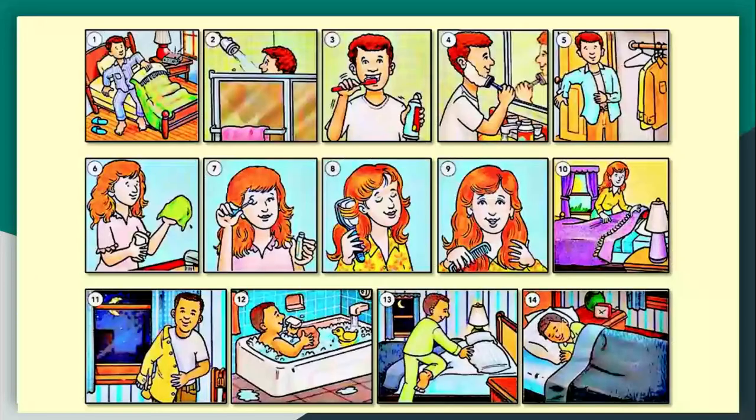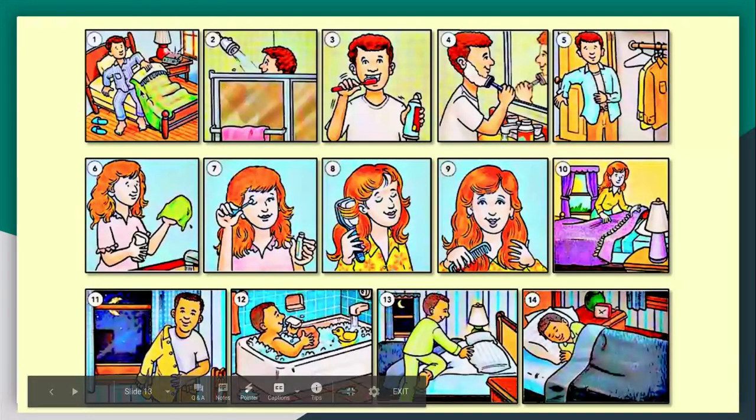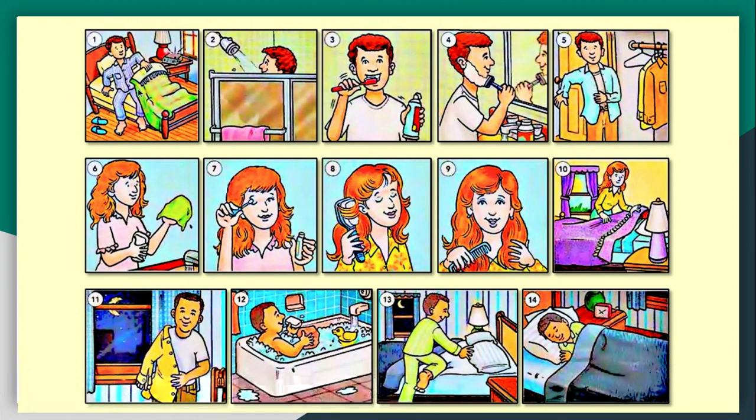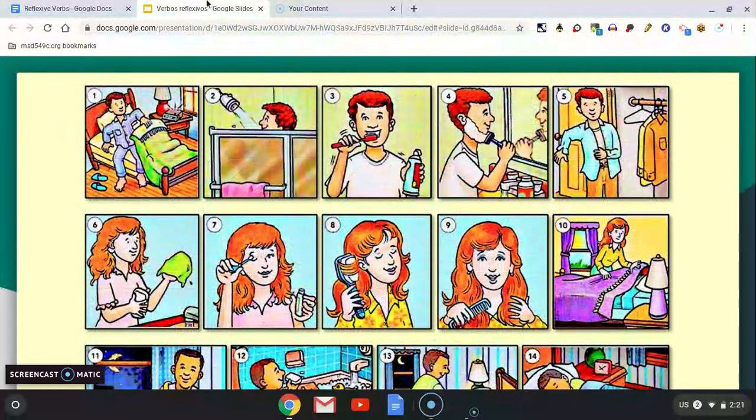So on your sheet, you've got this picture with 14 different pictures in it. And what you're going to do is practice conjugating these. So you're going to pretend that you are the person in the picture. So in this first picture, you're getting out of bed. In the second picture, you're showering. In the third picture, you are brushing your teeth. And what you need to do is conjugate them.